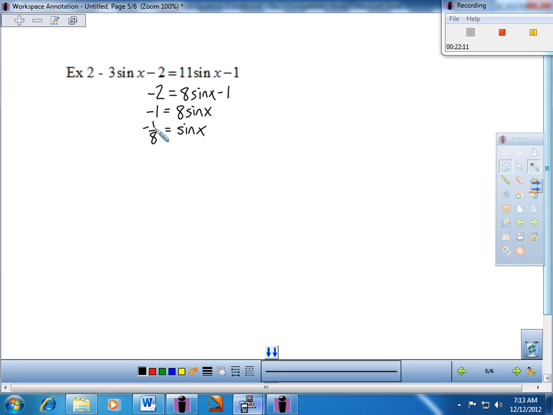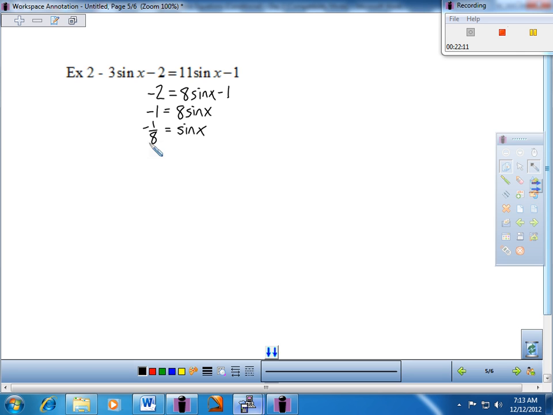Now, up until this point of time, we would start asking ourselves, and we're going to still ask ourselves the same question, but what angles have a sine ratio of negative 1/8? Well, this isn't one of those great ratios that we've been memorizing, so to speak, over the semester, but there are a couple angles that have a sine ratio of negative 1/8. So even though I don't know those off the top of my head from studying the unit circle, I know that there are a couple answers.